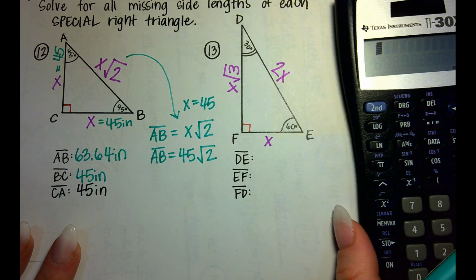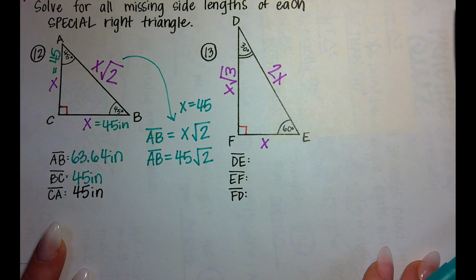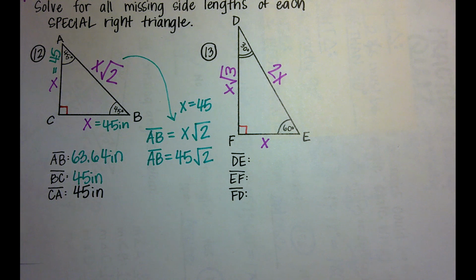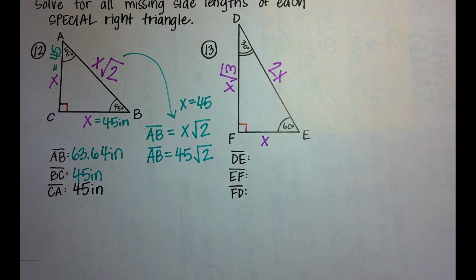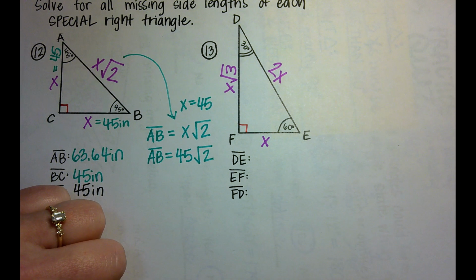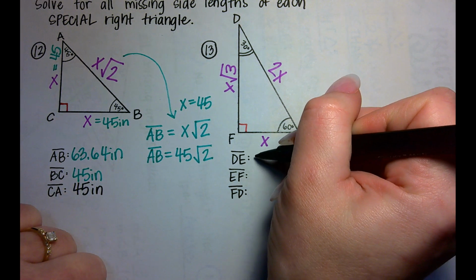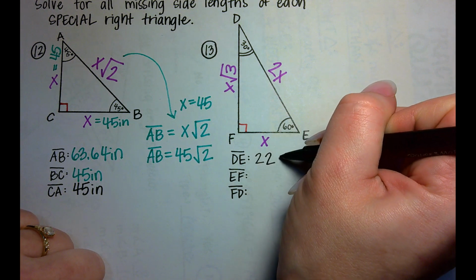Okay, before we try number 13, do we have anything on 12? Any more questions? Okay. So, number 13, this time I'm going to give you a value for DE. I'm going to tell you that DE is, let's see, 22 inches.